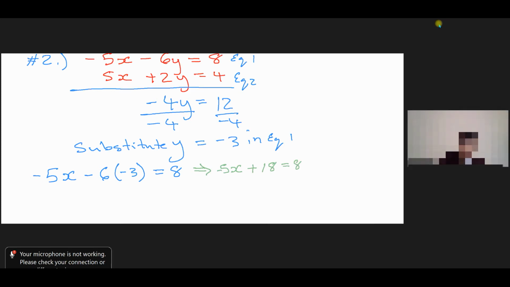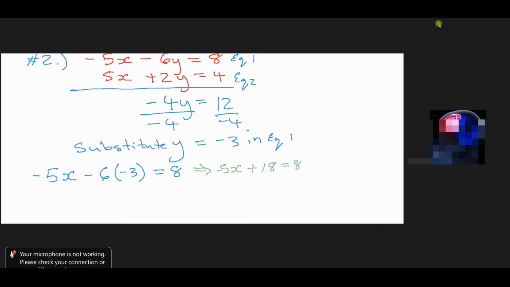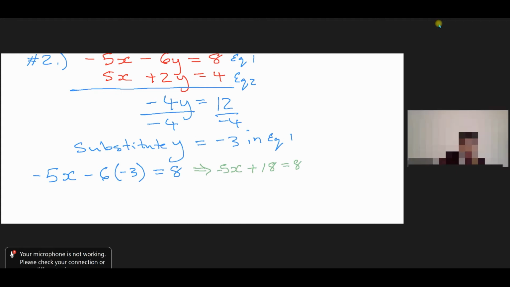Excuse me? Is this supposed to be -5x plus 18, or is it supposed to be subtract? Plus use, that's why I say use a calculator. -6 times -3. No, I'm saying like, because on the other side it says -5x subtract 6. So is it supposed to be -5x plus 18? No.